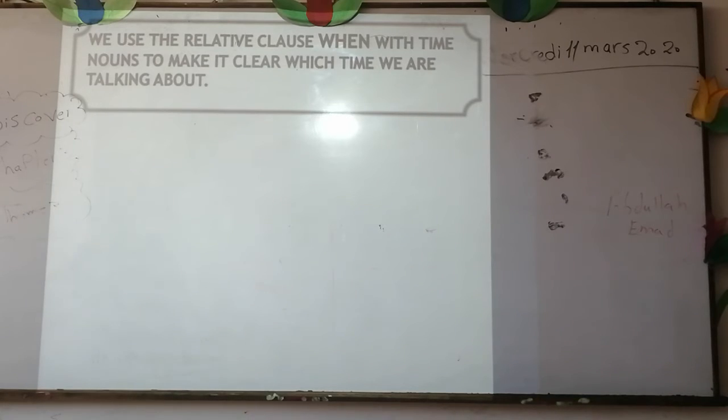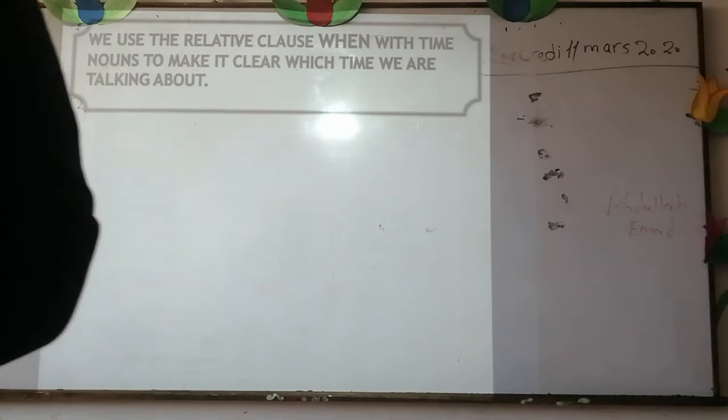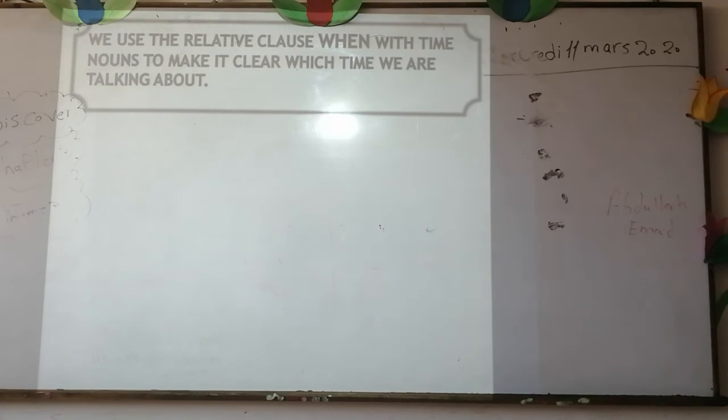Okay. We use the relative clause when. We use the relative clause when with time nouns. When is used to refer to time. We use when with time nouns to make it clear which time we are talking about. Okay?